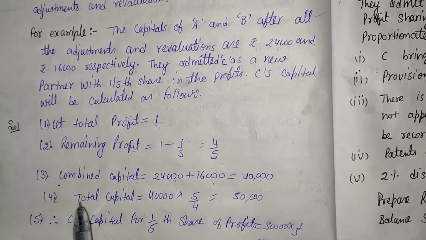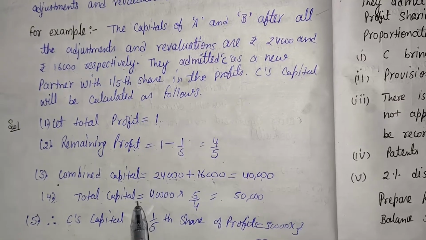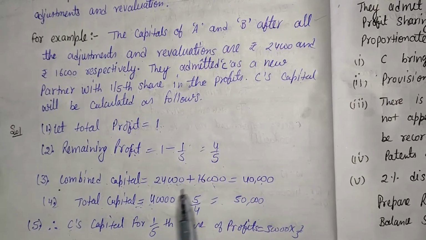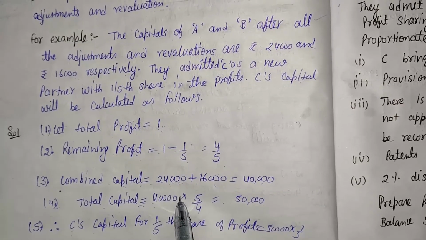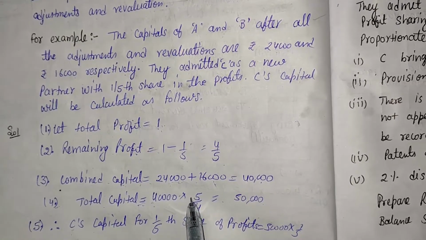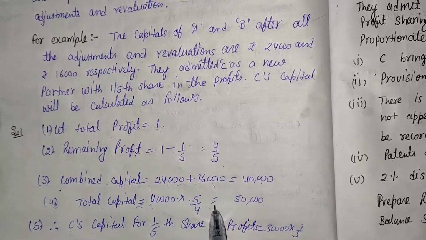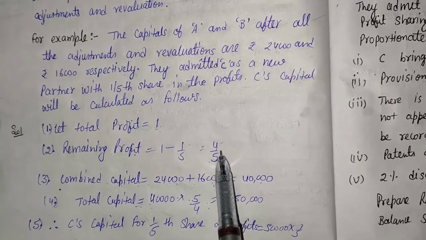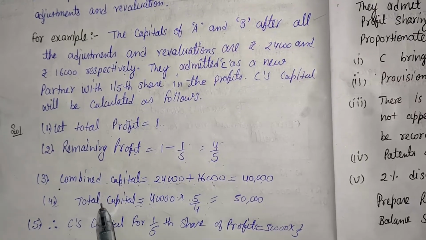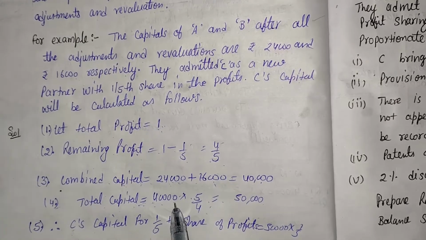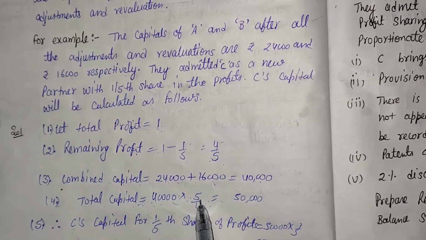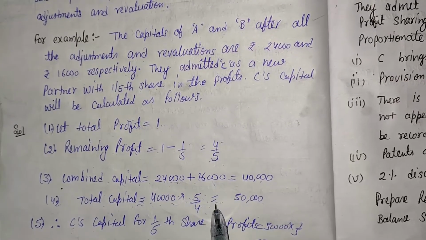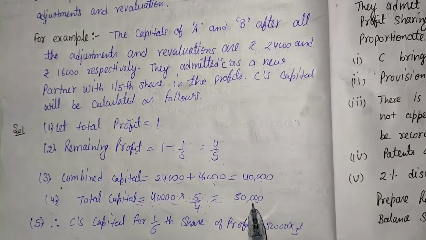Then the fourth step, total capital. It is the important step. The formula of total capital is combined capital, that is rupees 40,000, multiplied by the reciprocal of remaining profit. And what is the remaining profit? That is 4/5, and the reciprocal of 4/5 is 5/4. So total capital is equal to combined capital multiplied by the reciprocal of remaining profit, that is 5/4. After that we get rupees 50,000.